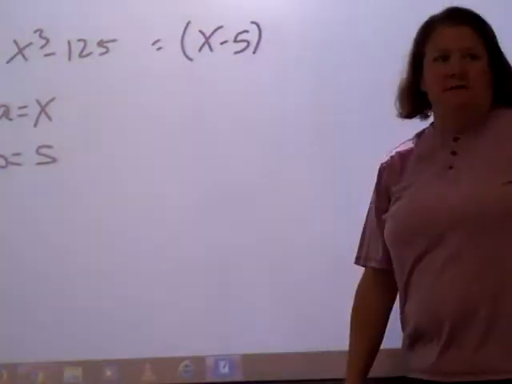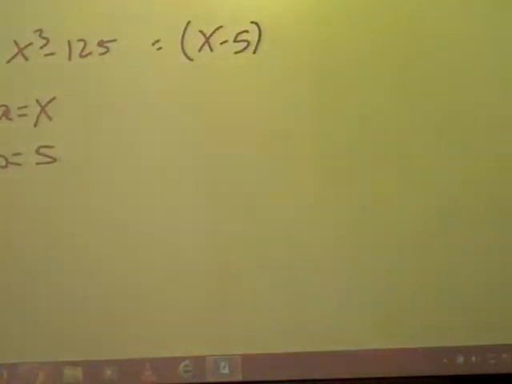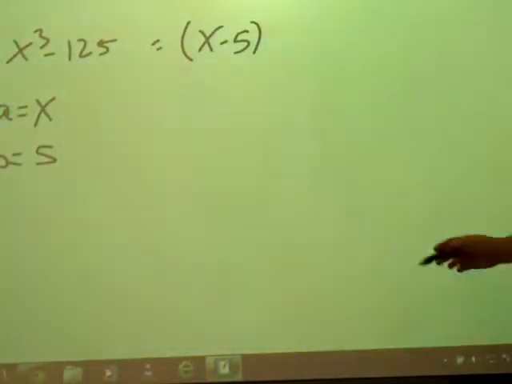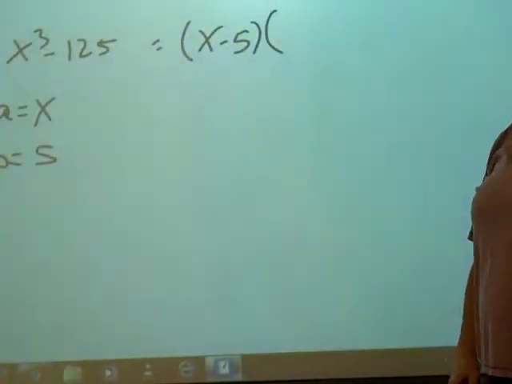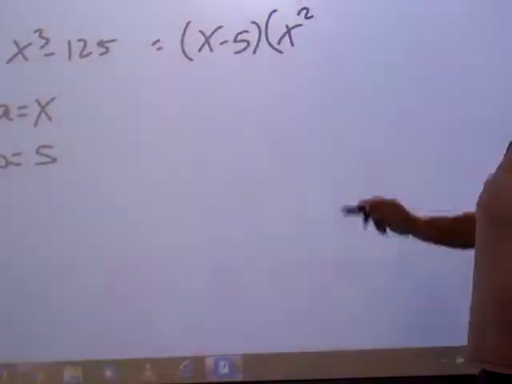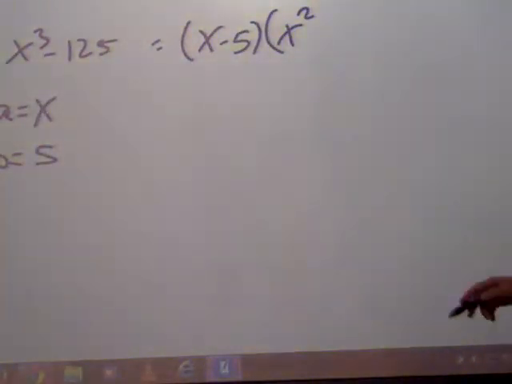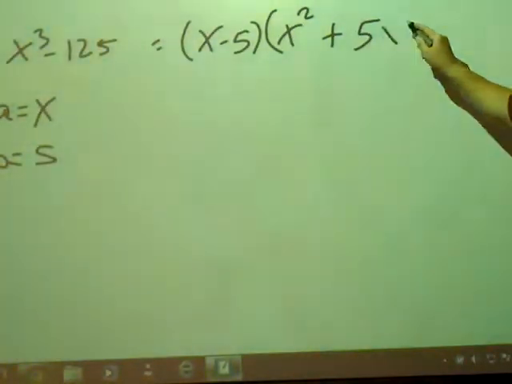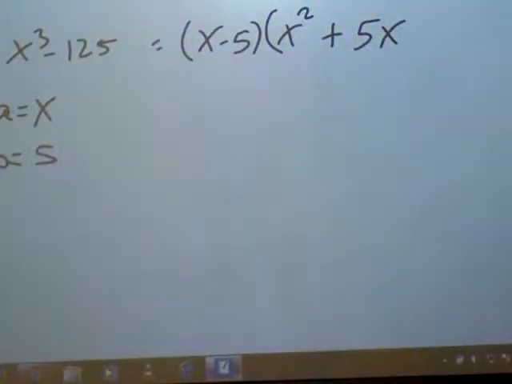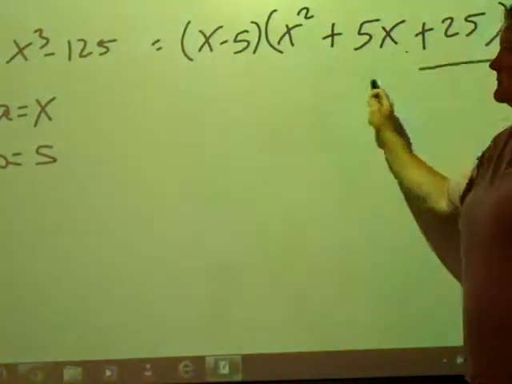That's your first parentheses, right? Okay, then in the second parentheses it says to take your a and square it, plus multiply your a and b, plus take your b and square it. That's it.